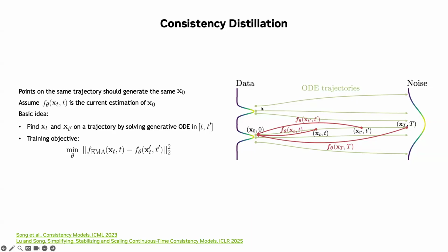The basic idea of consistency distillation is to introduce a consistency function that we're going to denote by F here. The consistency function's objective is to map all the points on one trajectory to the same data point. So all these Fs on this trajectory are supposed to produce the same x0 for all the points on the ODE trajectory that ends at x0.